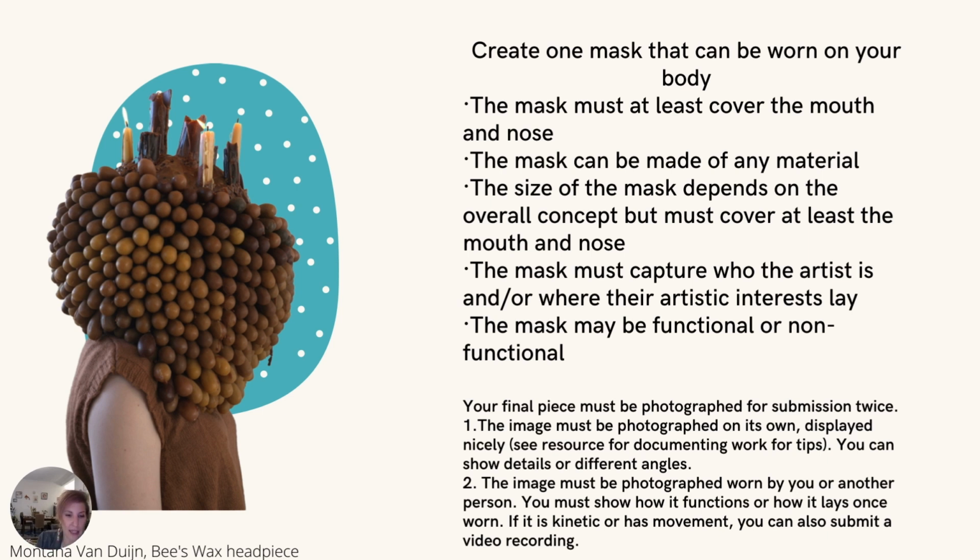So the guidelines, and again, these are going to be in Blackboard, and I really want you to print it out, download it, make sure you're reading through that assignment sheet really thoroughly to make sure you don't miss any points for not following directions. So you're going to create one mask that's worn on your body. If you're not comfortable wearing it and you want someone else to model it for you, that is just fine. So again, the mask must cover at least half of your face. It can be made of any material. It can be any size as long as it covers half of your face. And it must capture who you are or what you're interested in.